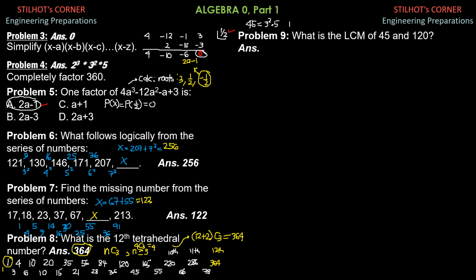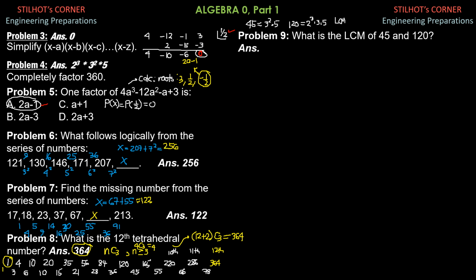120 is, I begin with 12 times 10. 12 is 2 squared times 3, and 10 is 2 times 5. Therefore, 120 is 2 cubed times 3 times 5. So 2 cubed, 8 times 3, 24 times 5, 120. That's correct.